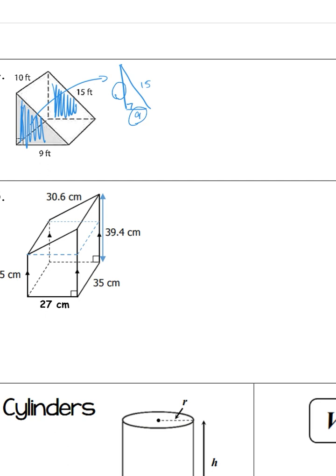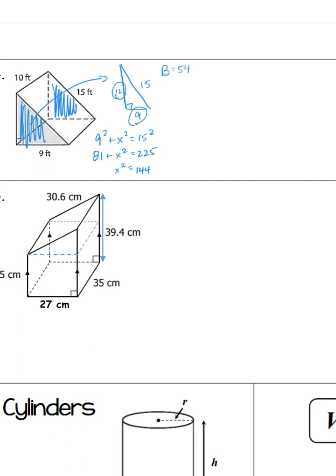But we know that anytime we're missing something in one of these problems, we are going to use Pythagorean theorem. So we're going to have 9 squared plus x squared equals 15 squared, which is going to give us 81 plus x squared equals 225. Subtract 81 from both sides, and you're going to get x squared is 144. And when you square root that, you're going to find that the height of that triangle is 12. So now I can take 12 times 9 divided by 2, and I get the area of that base to be 54.